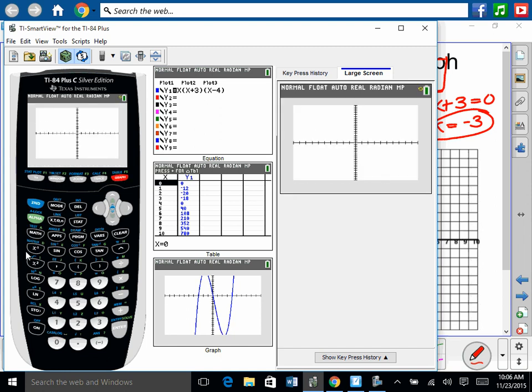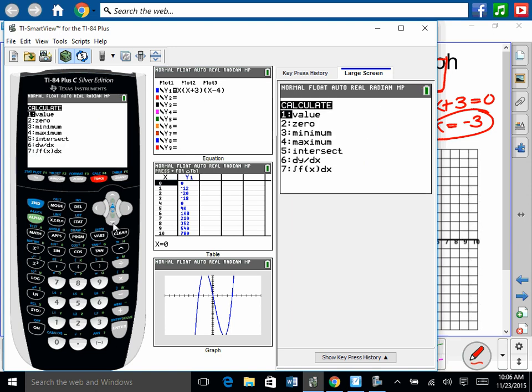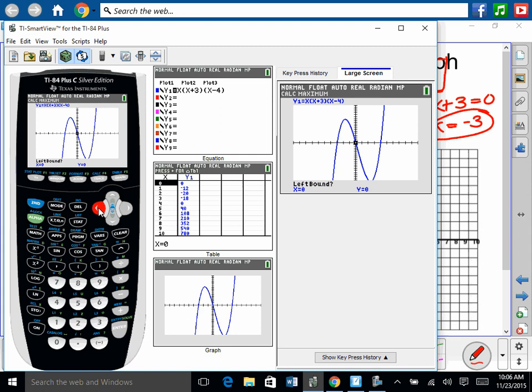So then from there, I'll do second trace, and I'll find that exact point and that exact point. So second trace, minimum or maximum. I'll do maximum first, just for fun. So left bound of the max, right bound of the max, okay. So it's at negative 1.6, up 12.5.